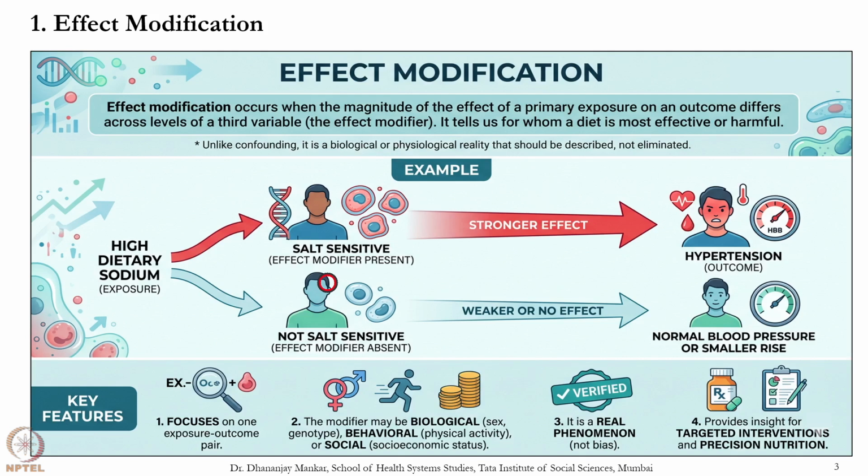What are the key features to understand effect modification? It focuses on the exposure outcome pair, and the modifier may be biological, that is sex, genotypes, or behavioral, that is physical activity, or socioeconomic status. Also, it is a real phenomenon and not bias. It also provides insight for targeted intervention and precision nutrition. So you can understand effect modification as stated over here.